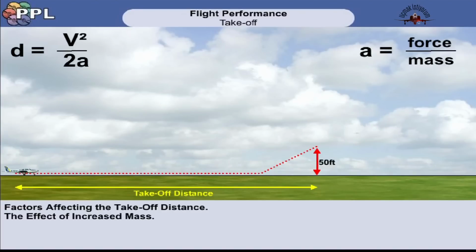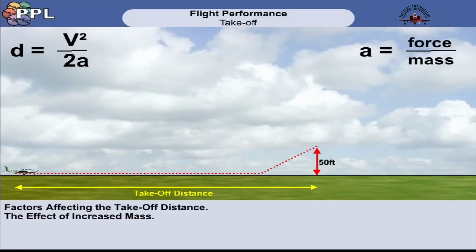Having seen the components involved in calculating the takeoff distance, let's now look at how these are changed, and more importantly, how the takeoff distance changes given different factors. The first of these is the effect of increasing mass.